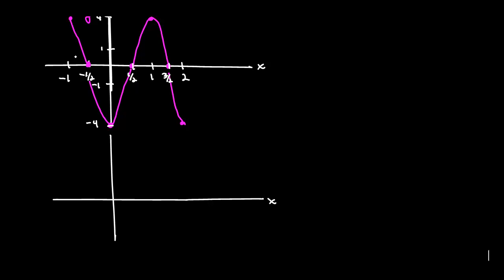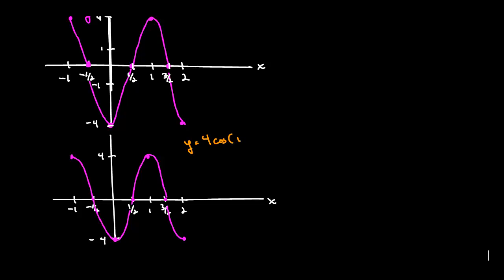So normally, with this purple graph right here, we're down at -4, we're up at 4. -1, -1 half, 0, 1 half, 1, 3 halves, 2. We had a graph that looked something like this. Now, by adding the +1, what we have is the following. We have y is equal to 4 cosine pi x plus pi plus 1. So this 1 is on the outside, so it is a vertical shift. When we add 1, we move everything up by 1 unit.